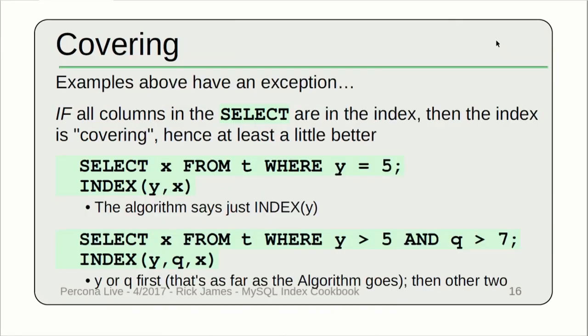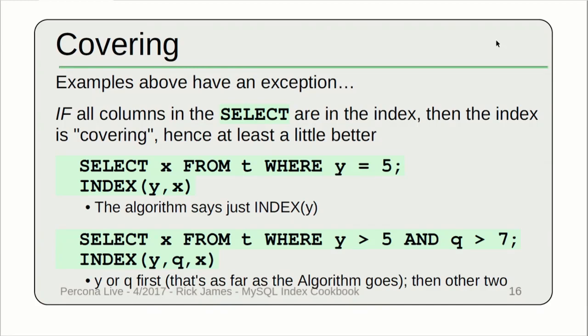Moving on. Covering. I briefly mentioned covering before. So, in this example, we're only looking at the column Y and the column X. We want to use Y for filtering to find the row with Y equal 5. And then guess what? We've got the value of X right there. So we're finished. We don't need to go find the whole row.